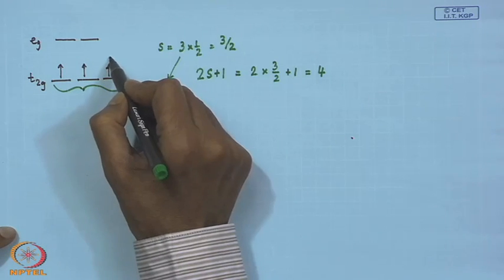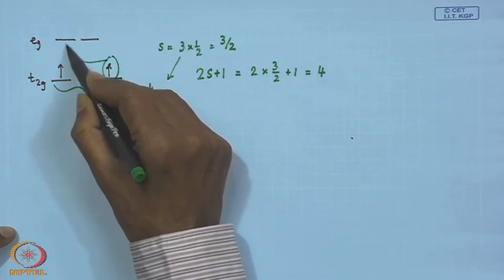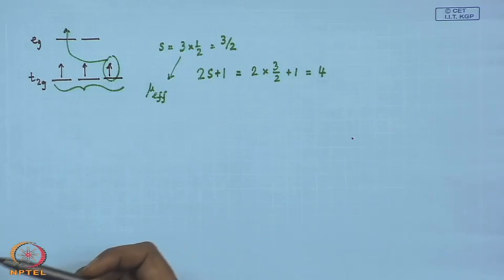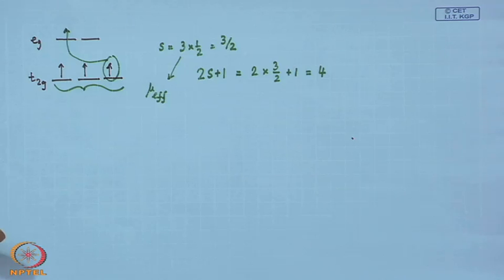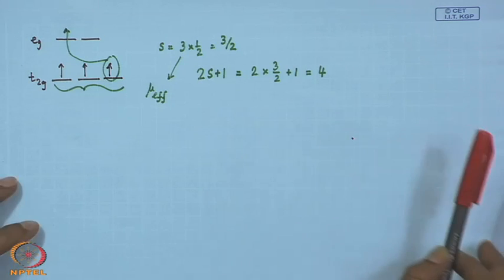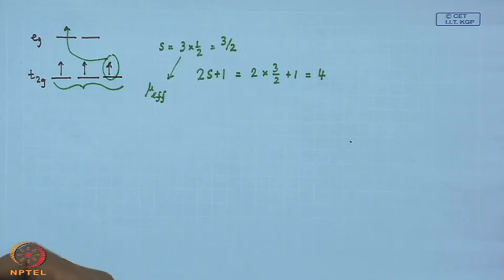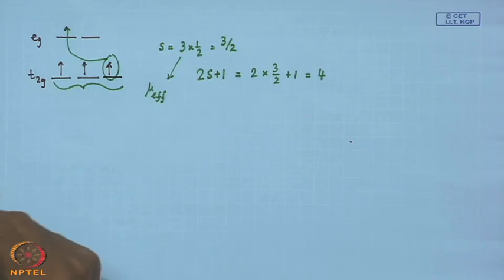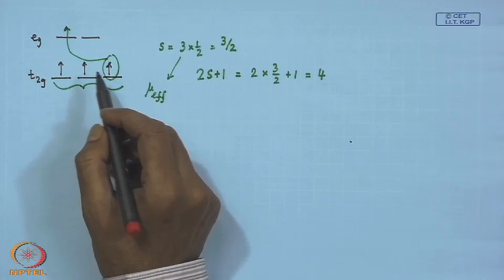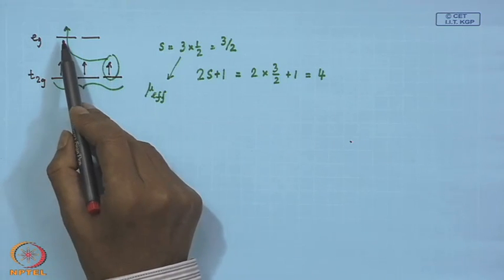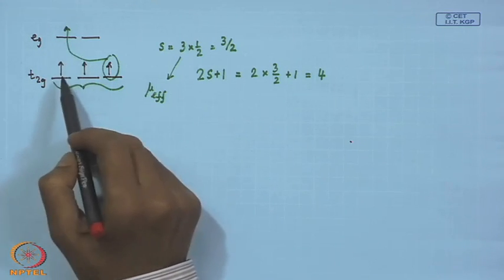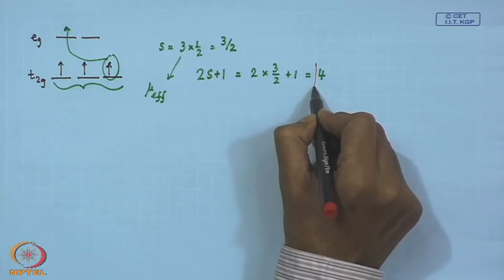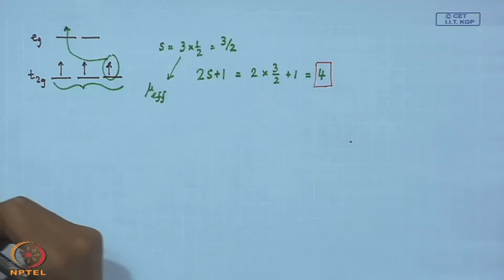Due to this transition, if we move an electron to the upper level, we still have 3 unpaired electrons, but the transition has taken place from T2g to Eg, that means one electron has been moved from the T2g level to the Eg level. But for that excited state, where we have one electron in the Eg level, we still have 3 unpaired electrons. So, our spin multiplicity value is still 4.